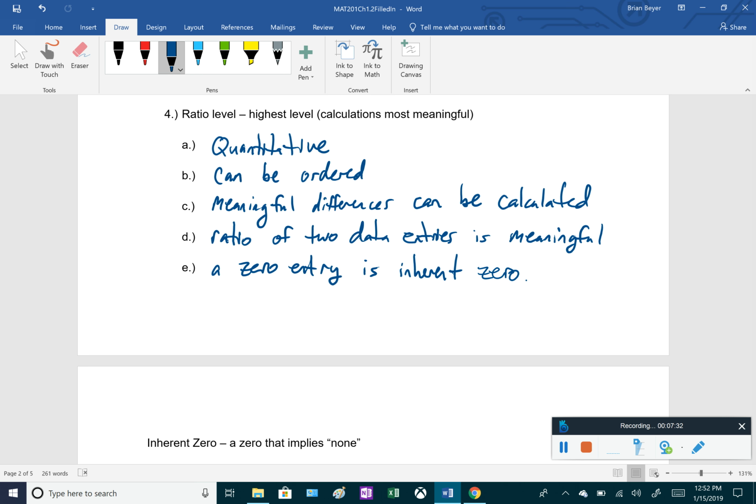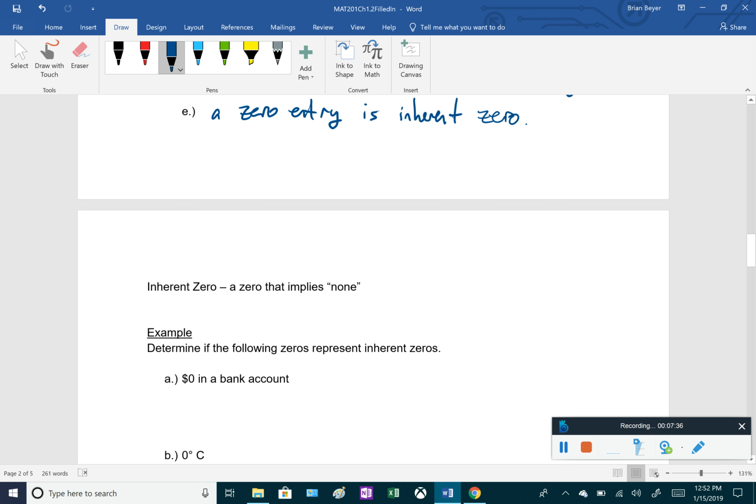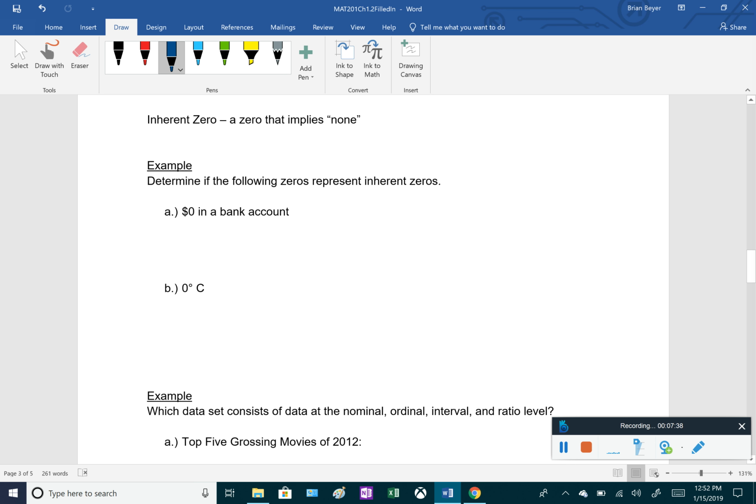Okay, so those are the 4 levels of measurement. So let's go back to this inherent 0 concept. So an inherent 0 is a 0 that implies none. So we actually kind of have two definitions of 0 when we talk about 0. Either we say 0 as in none, or 0 that it is on essentially an interval. So let's see what we mean with an example here. So let's determine if the following zeros represent inherent zeros.